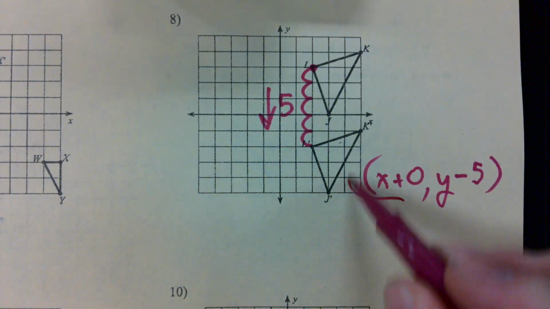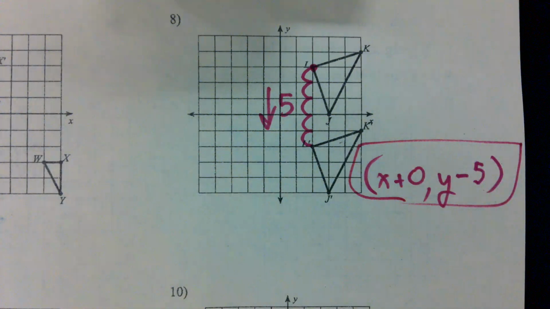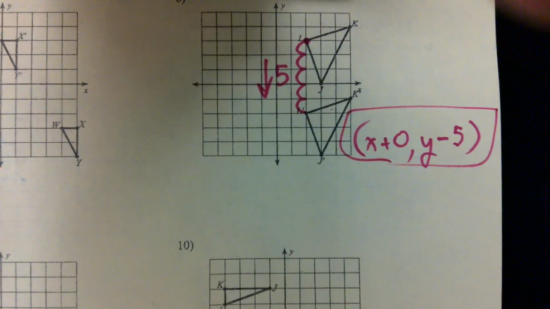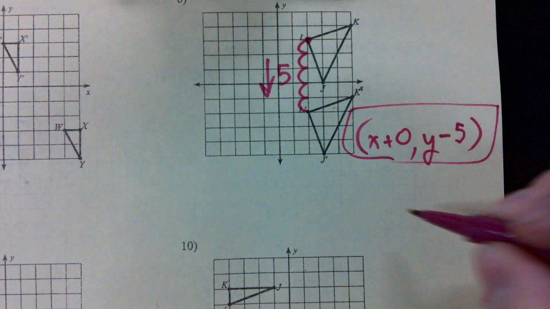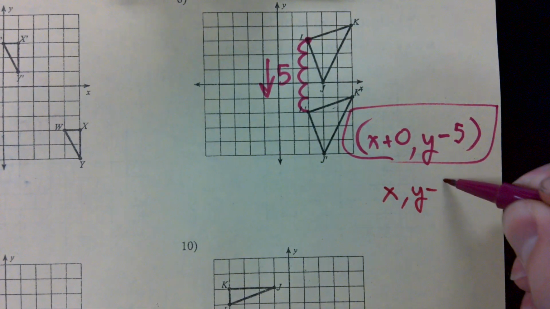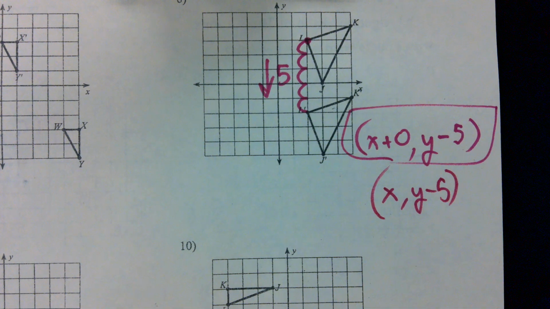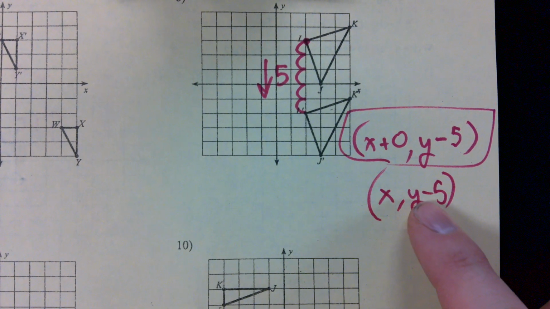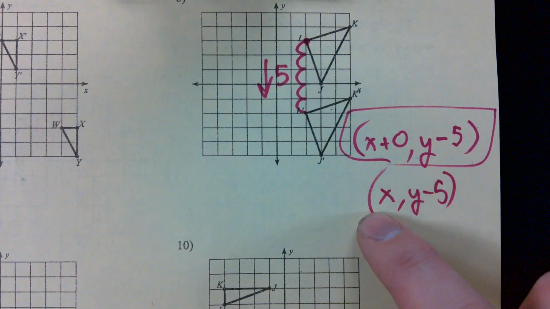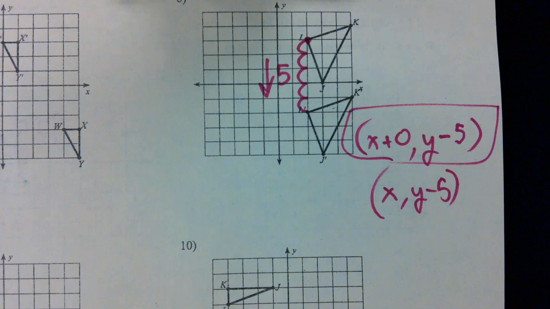Now, this way is fine to write it. If you left it like this, that's totally fine with me. I don't care. I know exactly what this means, and it's correct. But we don't really need to write plus 0. We could just write this rule like that: x, comma, y minus 5. This rule shows that we're going to move 5 units down in the y direction, but our x coordinate is going to be unchanged completely. Sound good? Good.